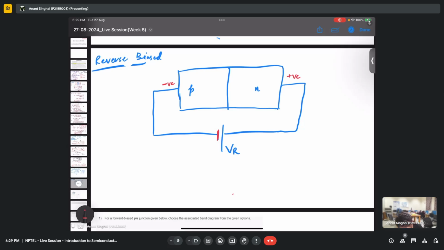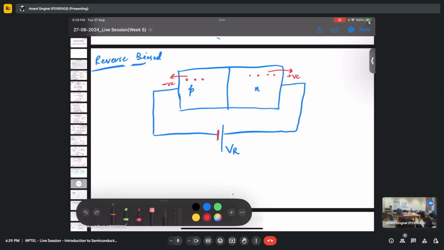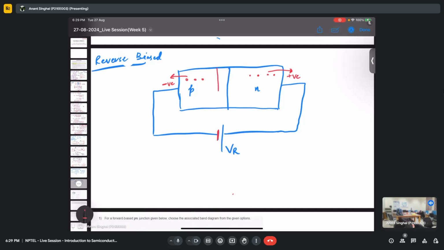Okay. So since we are applying positive potential on the N side, we know that the N side has dominant electrons. These electrons will get attracted towards this positive voltage, and we have holes on the P side, which will get attracted towards this negative voltage. So let's say this was a case where I have not applied any bias, and I have certain Na ions here and Nd ions here.